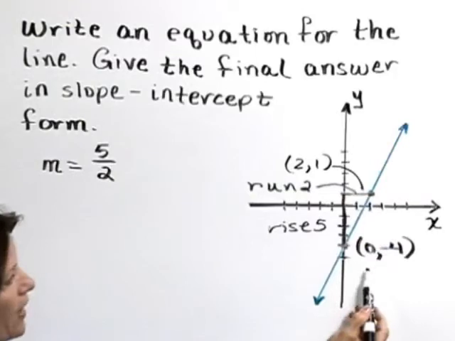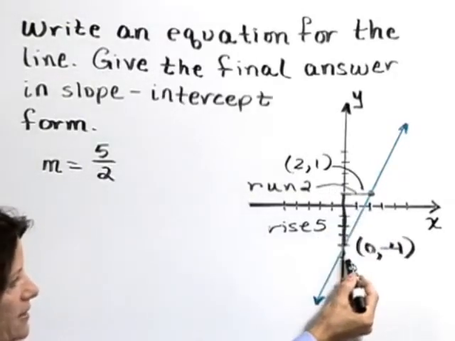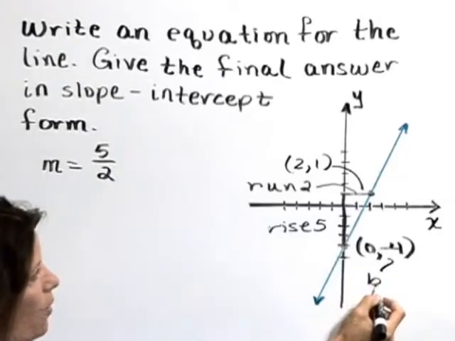Now let's also notice that we're given a point at (0, -4) that is on the y-axis. Therefore, the y-intercept is -4.